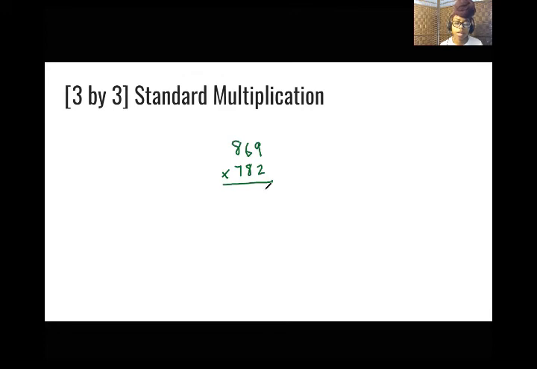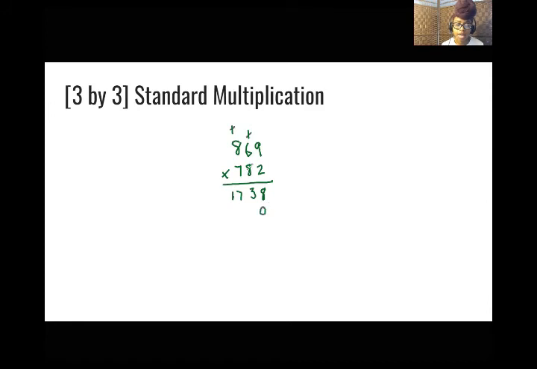2 times 9 is 18. Carry the 1. 2 times 6 is 12. Plus 1 is 13. 2 times 8 is 16. Plus 1 is 17. Okay. So we're done in the ones place. Now we're moving on to the tens place. So we put a 0, cross out our carries.